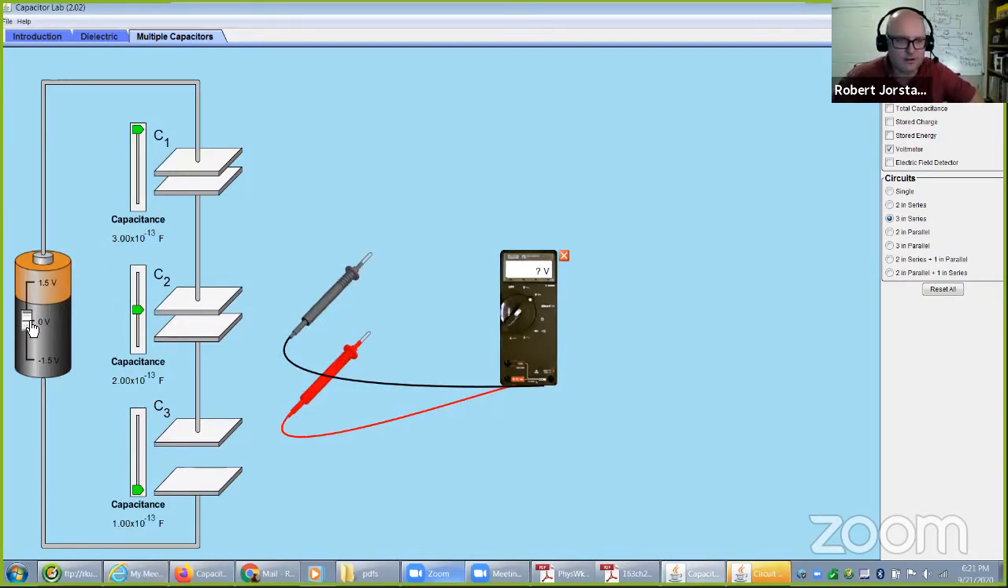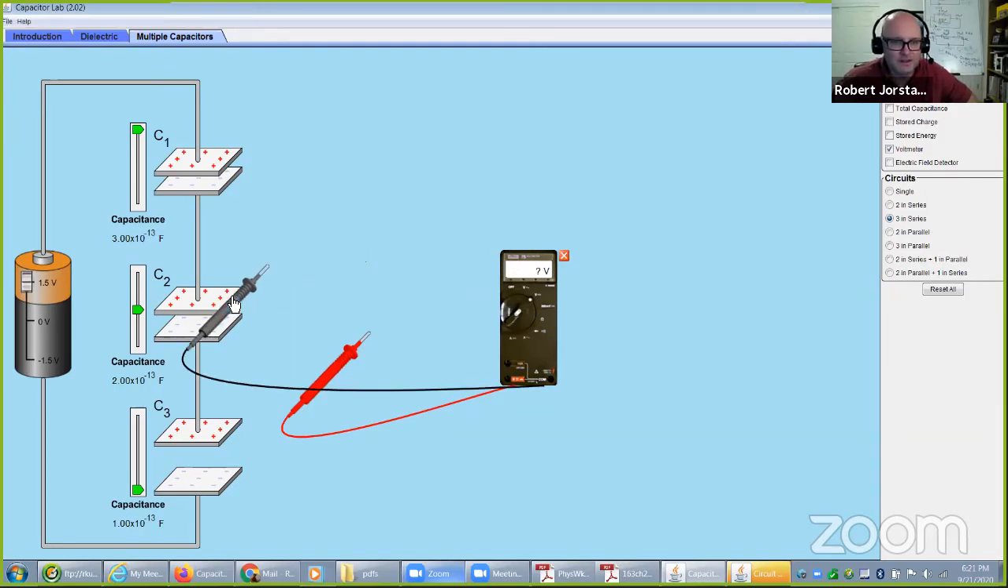All right, I'm going to go ahead and crank it up. Hopefully you thought that in series they all have the same charge. Now comes the fun part, when I measure these voltages. True enough. So here we go.